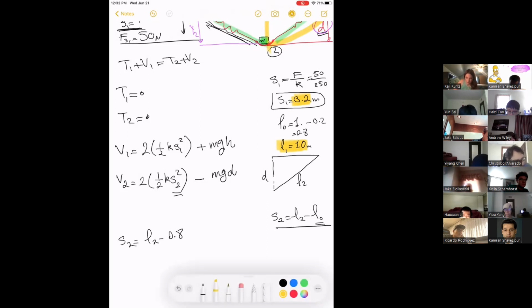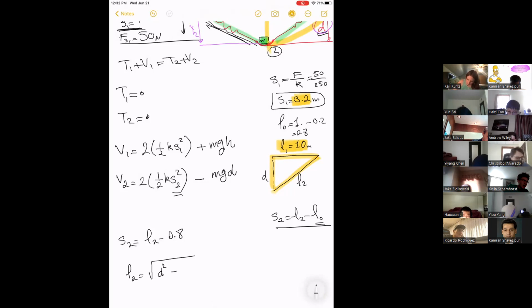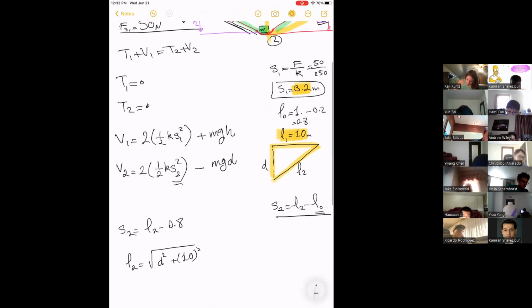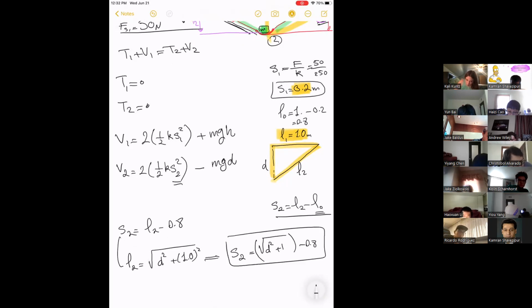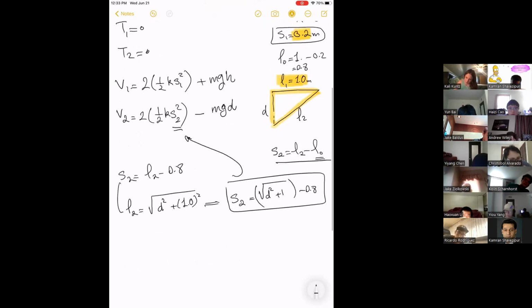If you look at this triangle, your L2 is going to be the square root of D squared plus 1 squared. And if I substitute it there, your S2 will be the square root of D squared plus 1 minus 0.8. I'm going to substitute this value here and rewrite V2.